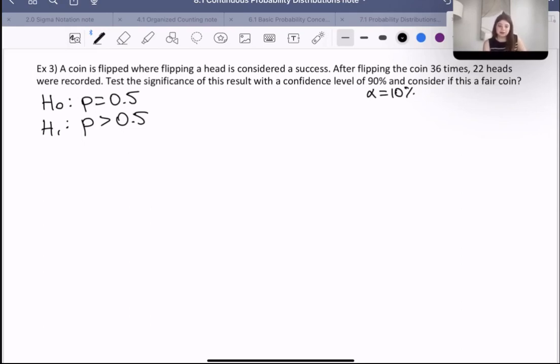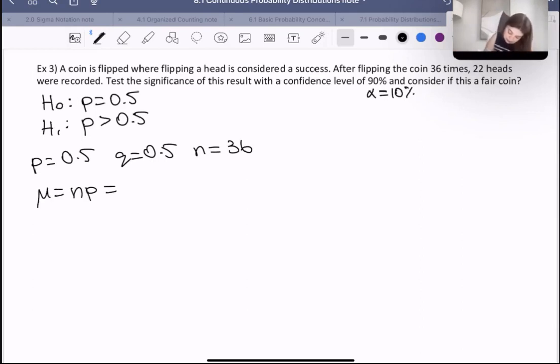Okay, so let's figure it out. Well, first of all, P is equal to 0.5 and Q is equal to 0.5, right? Because the probability of success of a head being flipped is 0.5, and so is the probability of a tails being flipped, which is also 0.5. n is equal to 36 because we flipped this coin 36 times. So mu is equal to n times p, which is 0.5 times 36, which is 18, right? We're expecting to get 18 successes, 18 head flips.